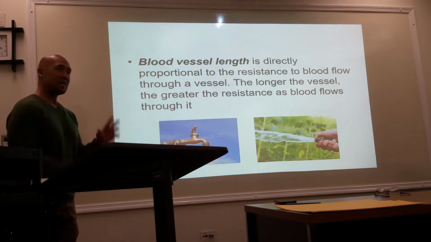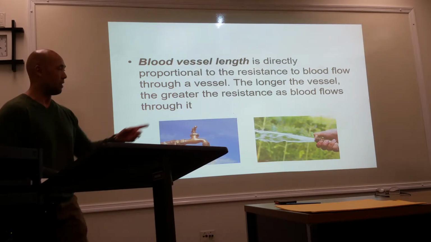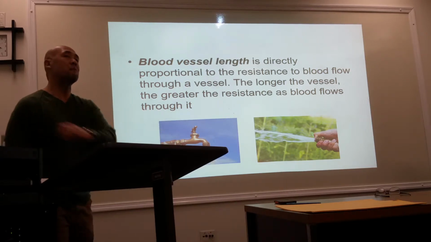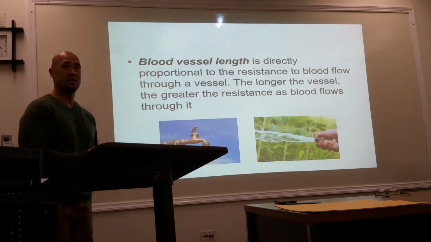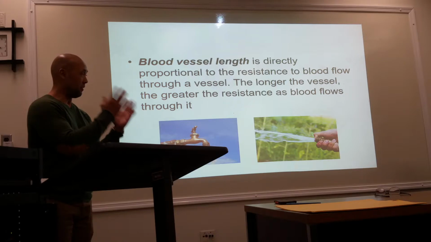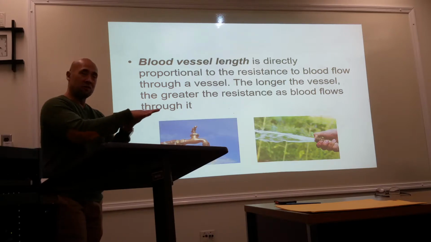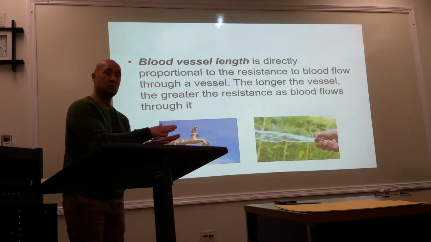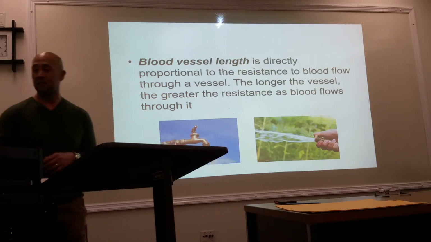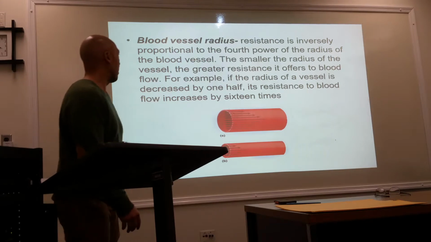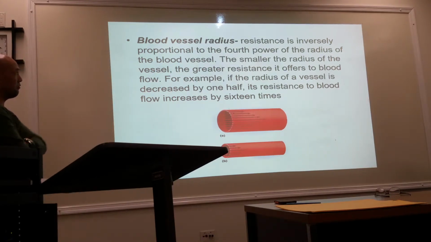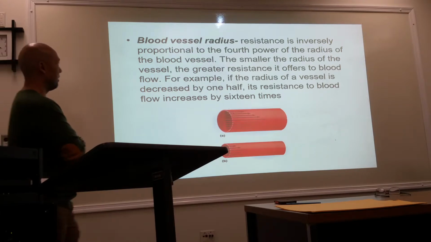Short vessel, not a lot of resistance, the force is strong. Longer vessel, you need more force to push the same amount through a greater distance. And this is also caused by friction because as the flow is interacting with more of a surface, the flow will decrease and you need more pressure to move that same amount. So this is where blood vessel radius comes in. The resistance is inversely proportional to the fourth power of the radius of the blood vessel.